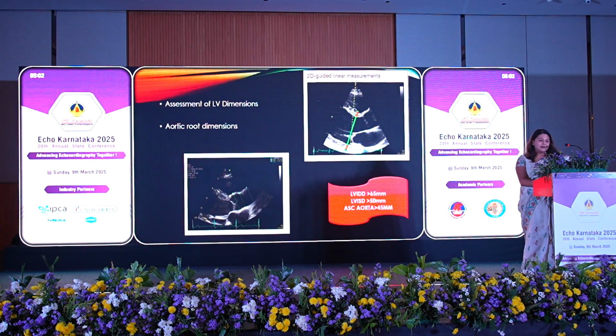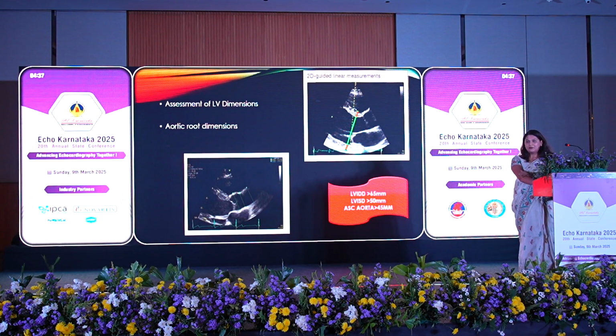Assessment of LV dimension and root dimensions are of utmost importance, and sequential interval dimension assessment also becomes important. So the red flag signs are LV end diastolic diameter more than 65 mm and systolic dimension more than 50 mm and LV EF less than 50%. Ascending aorta for few categories more than 45 mm, and for predominantly anybody more than 50 mm needs to be alarmed and should be referred immediately.